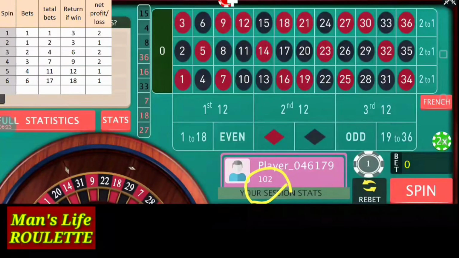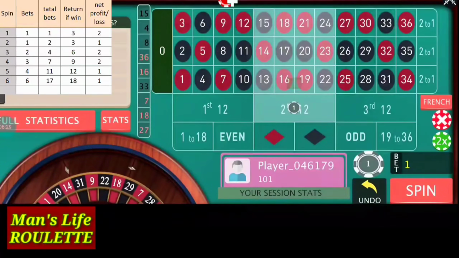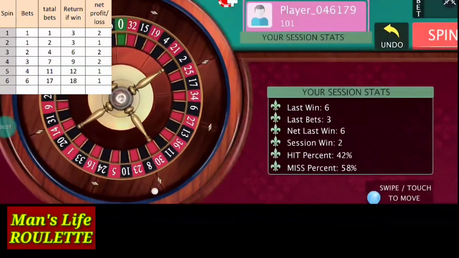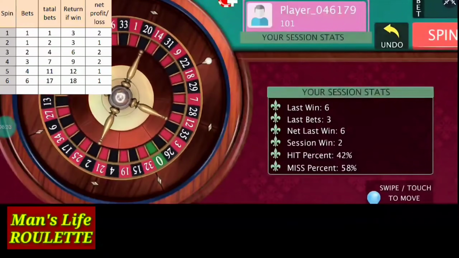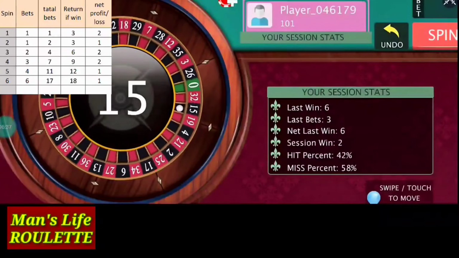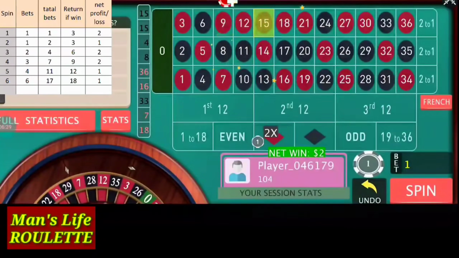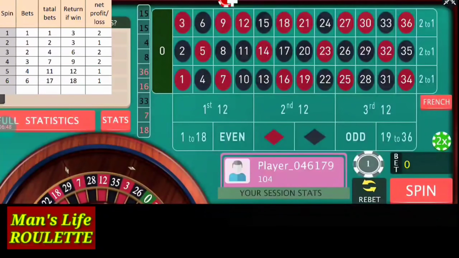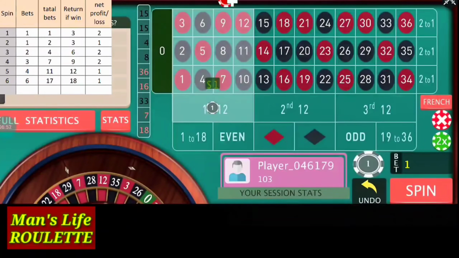with the first spin. So again I have decided to go with the second dozen. This is the first spin, and I won again. So again I make a profit of 2 units. As I won this cycle also, again I have to start a fresh cycle from $1 at any dozen. So I have decided to go with the first dozen this time.